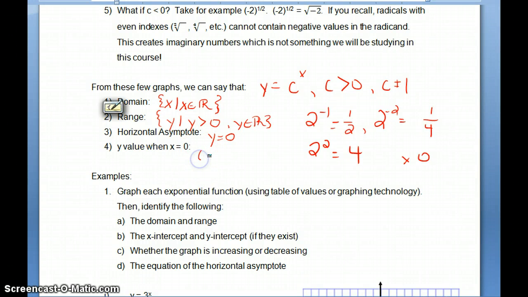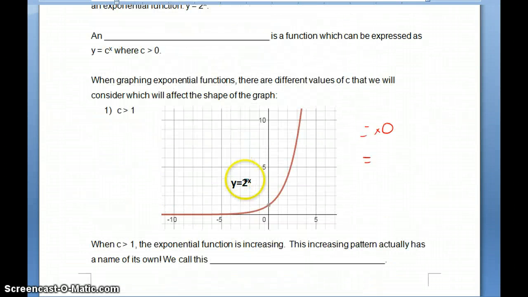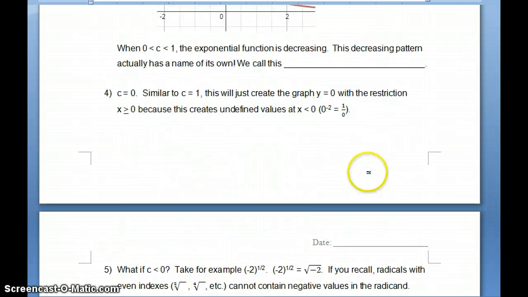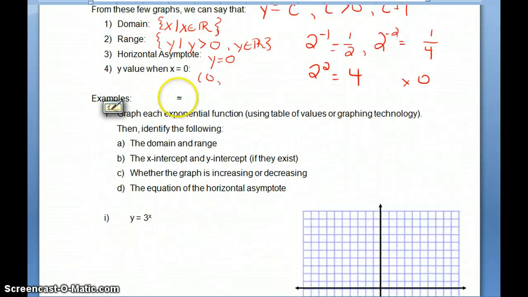And so what is the y value when x is equal to 0? Looking at either of those graphs, let's scroll up and look at that. In this case, when x is equal to 0, y is at 1. And going up to the first one here, when x is at 0, y is also at 1. What a coincidence. Alright, so what we can say is that when x is equal to 0, y will always be 1.